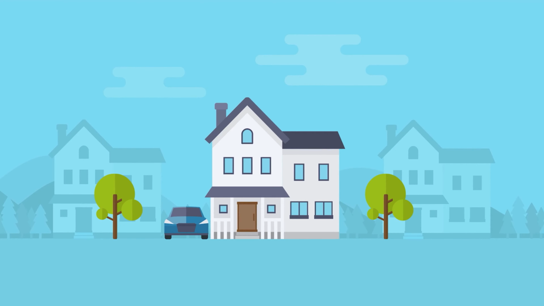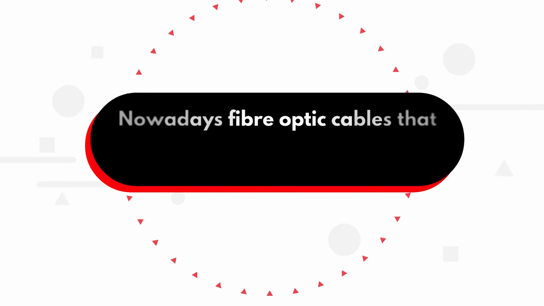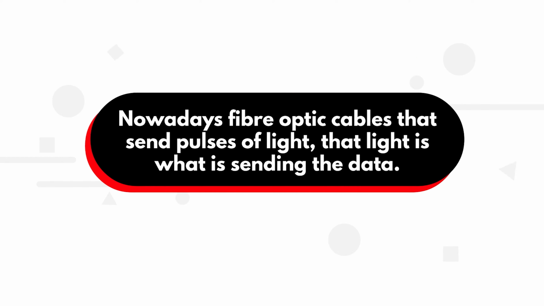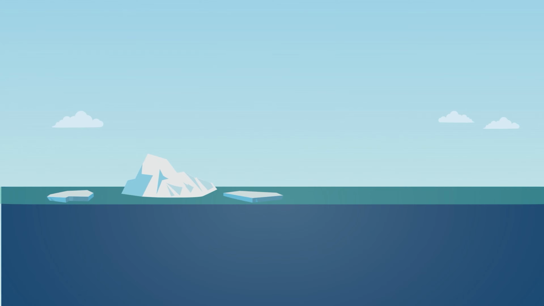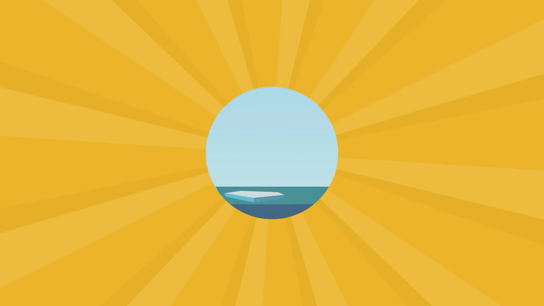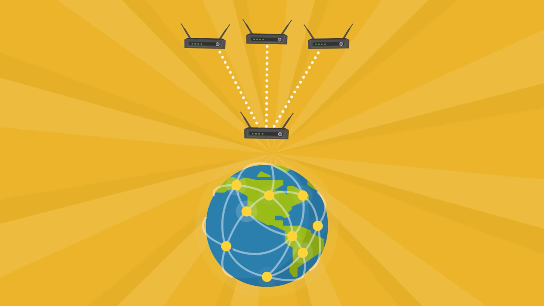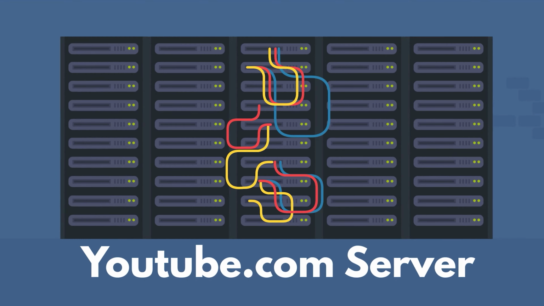From your home, your ISP is sending your request signal over many cables. Nowadays, fiber optic cables that send pulses of light. That light is what's sending the data. These cables usually run underground all over the country and in many cases even underwater. In fact, your signal will probably go across multiple countries and different ISP infrastructure until it reaches YouTube servers or any other website you're trying to visit.